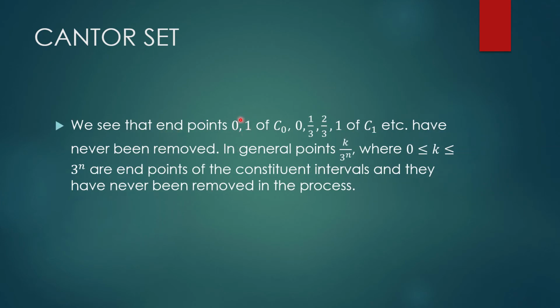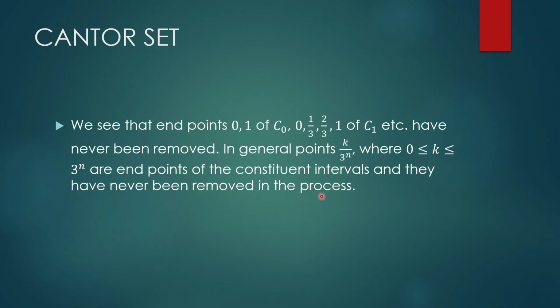So 0 and 1 are the endpoints of C0. When you remove the middle open third interval, 0 and 1 are always there. I mean, 0 and 1 have never been removed. Likewise 0, 1/3, 2/3, 1 of C1, etc. have never been removed. In general, k divided by 3 to the power n, where k is greater than or equal to 0 and less than or equal to 3 to the power n, are endpoints of the constituent intervals, and they have never been removed in the process.